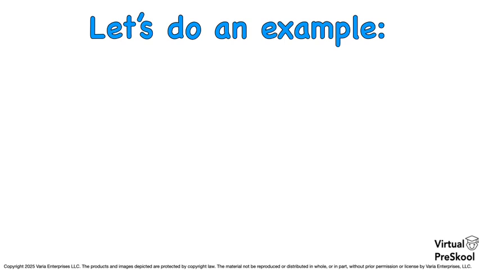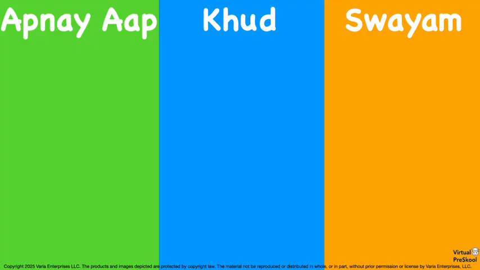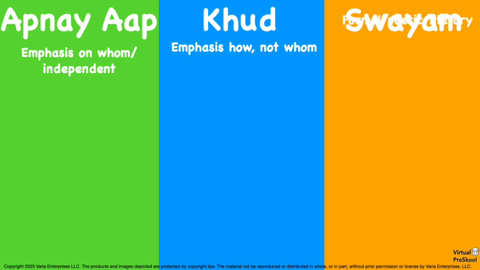So let's do an example. I am making a cake myself. Remember, apne aap has an emphasis on independence and on whom is doing the activity. Khud emphasizes more how it's done rather than whom. It's done on your own, herself, myself. And swayam is more poetic and formal and maybe even represents a little reverence towards somebody.